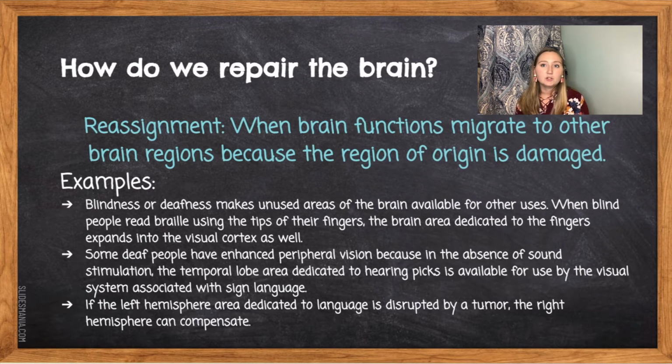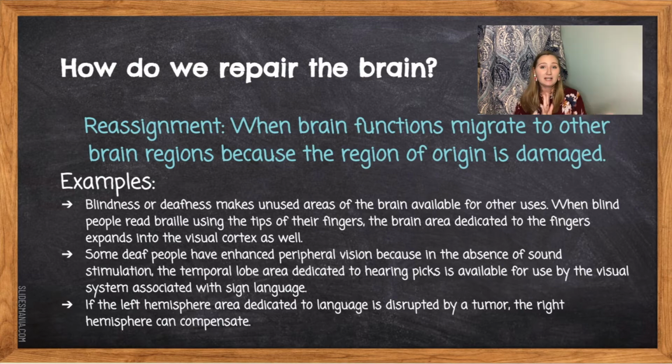If you're blind, you're not going to be able to see, so that visual cortex in your brain is unused. When blind people read Braille using the tips of their fingers, the brain area dedicated to the fingers expands into the visual cortex, because essentially when a blind person is reading Braille, they are seeing the reading, right? Another really cool example of this is that some deaf people have enhanced peripheral vision because, in the absence of sound stimulation, because they can't hear, the temporal lobe area dedicated to hearing is now available for use by the visual system associated with sign language. So they basically hear through their eyes, essentially, if that makes any sense.